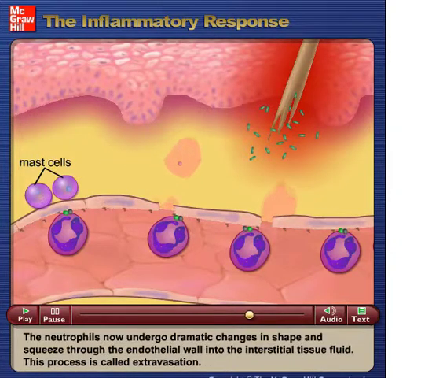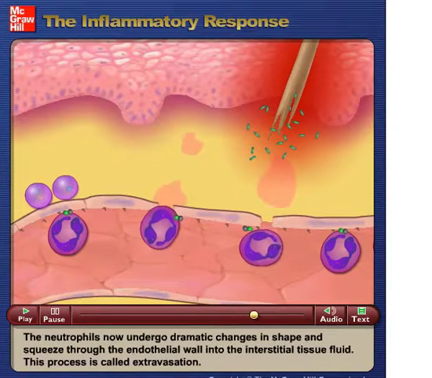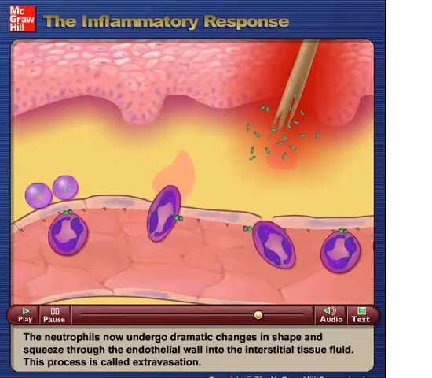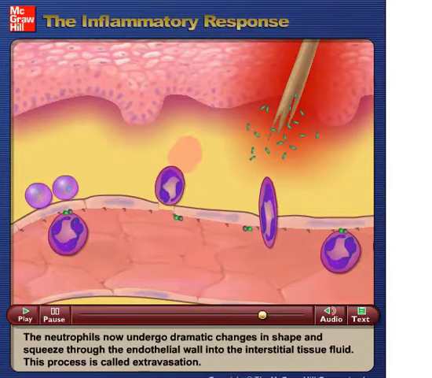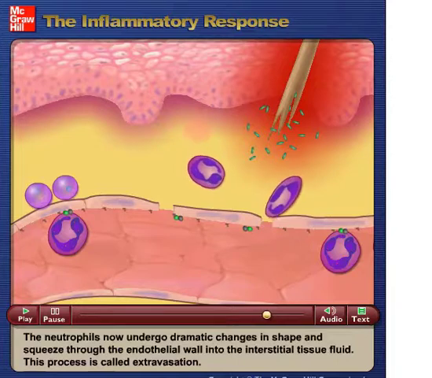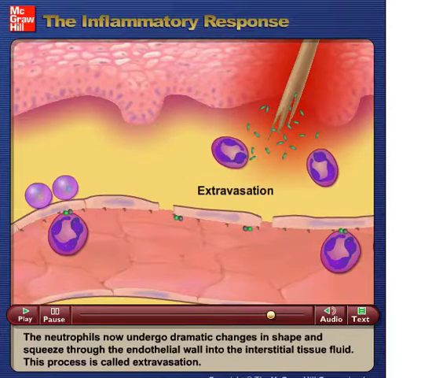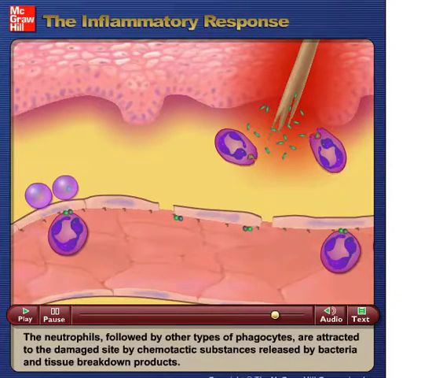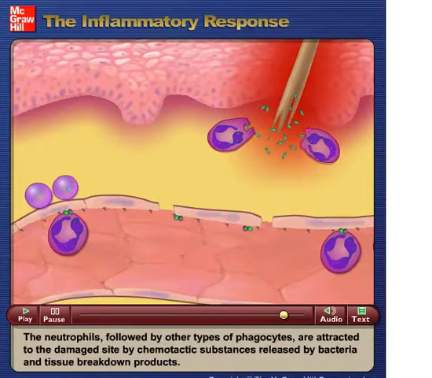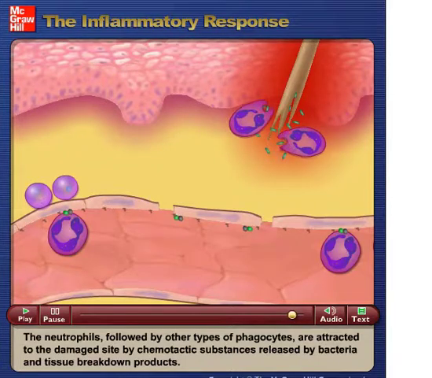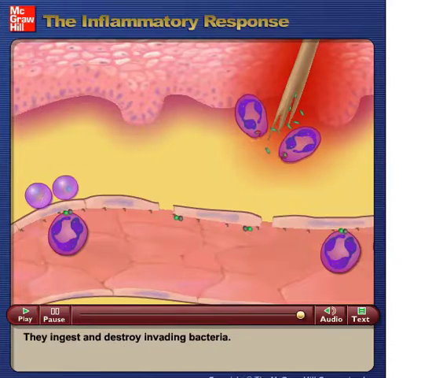The neutrophils now undergo dramatic changes in shape and squeeze through the endothelial wall into the interstitial tissue fluid. This process is called extravasation. The neutrophils, followed by other types of phagocytes, are attracted to the damaged site by chemotactic substances released by bacteria and tissue breakdown products. They ingest and destroy invading bacteria.